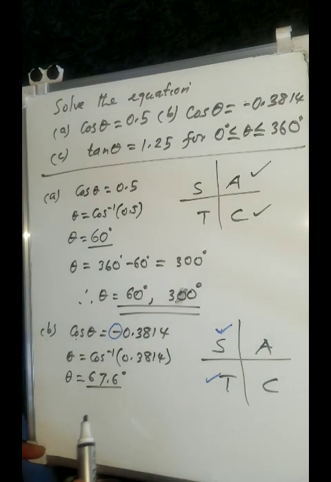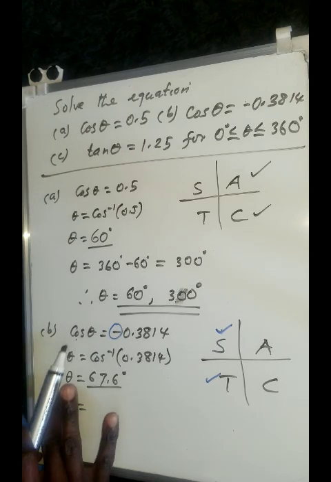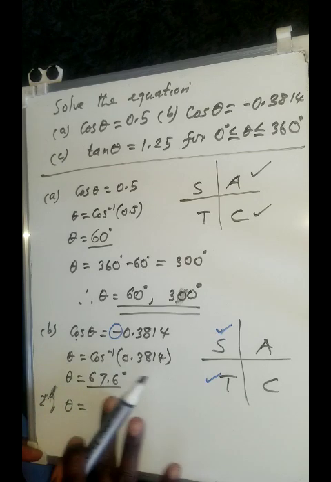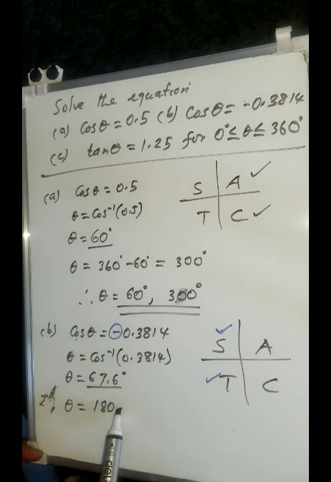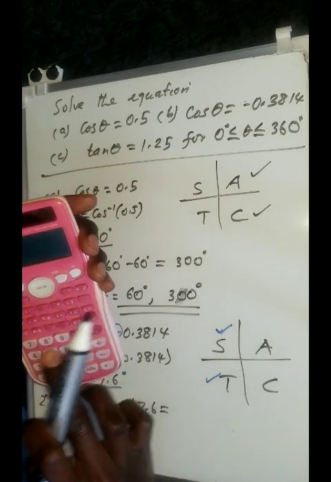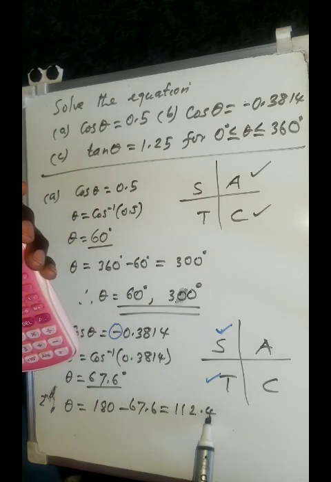So now when you look at this one, how do I get these angles? For example, this is in the second quadrant. How do I get the angle in the second quadrant? Remember we said you get the angle in the first quadrant, which we have found. We say 180 minus 67.6. So it will be 180 minus 67.6, that will give me 112.4 degrees.